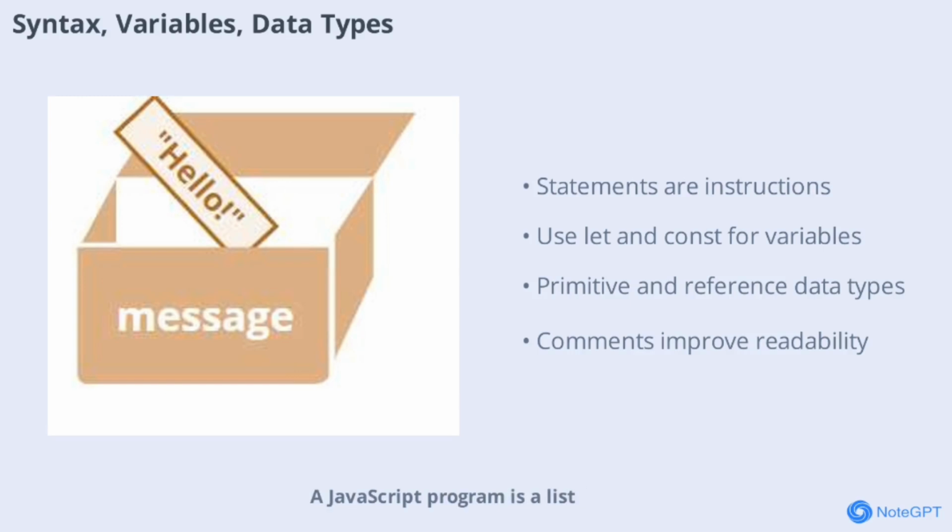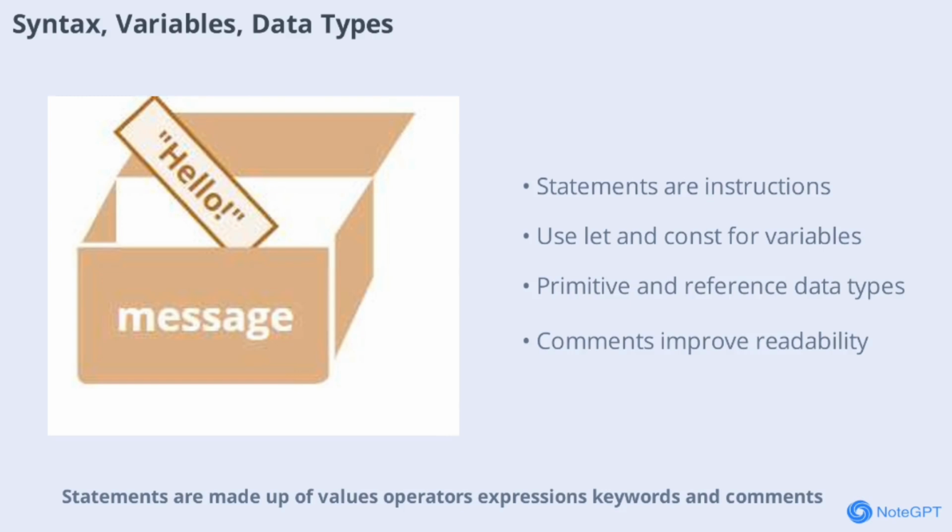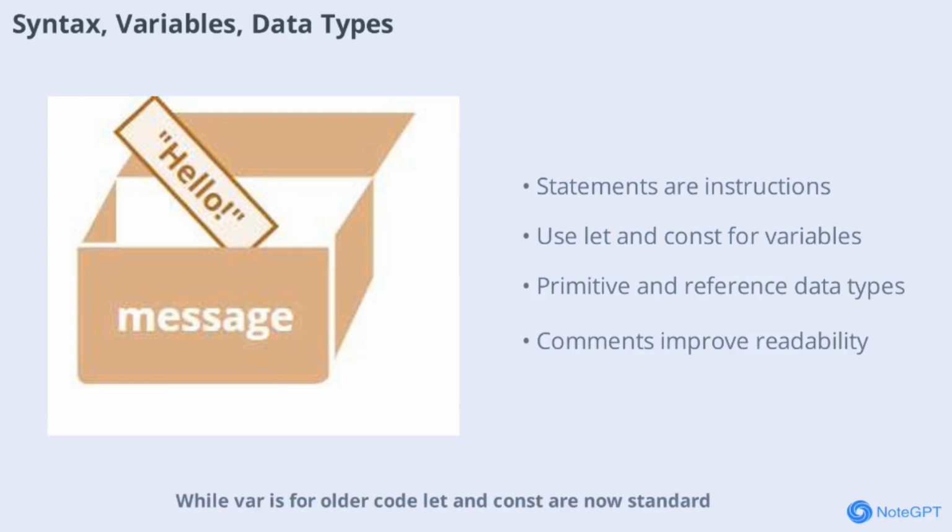A JavaScript program is a list of statements. These are instructions the computer executes. Statements are made up of values, operators, expressions, keywords, and comments. For example, you might declare variables using var, let, or const. While var is for older code, let and const are now standard. Variables act like label boxes for storing data, which can be changed or updated.